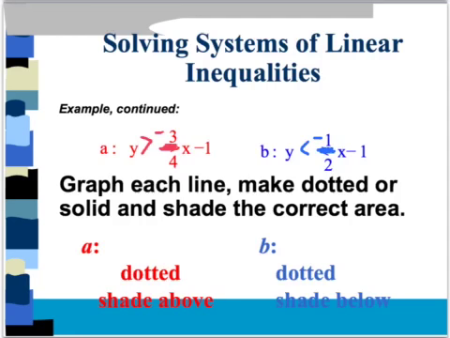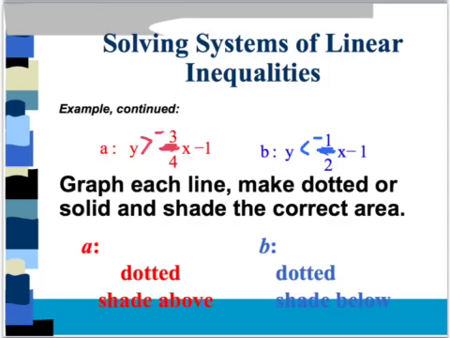Now, before we put this on a graph, let's go over a few details. You have greater than and you have less than. Greater than means we're going to have a dotted or dashed line, and it also means that we're going to shade on top of that line, just that line in particular. Those are the details for it.